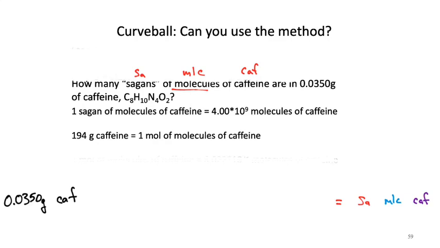How about the next one? Grams of caffeine is moles of molecules of caffeine. Sagan of molecules of caffeine. Sagans, molecules of caffeine. That second expression gives me the exact unit I want for my answer. So which thing should I start with? Let's start with the one that actually gives me the unit that I want for an answer. That's a pretty good starting place.